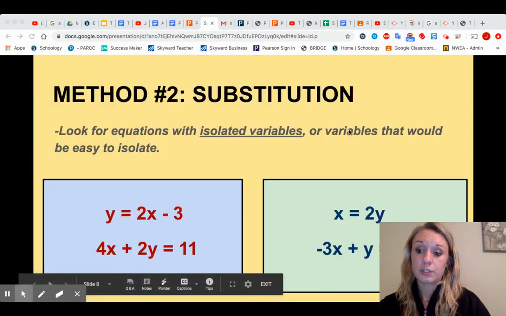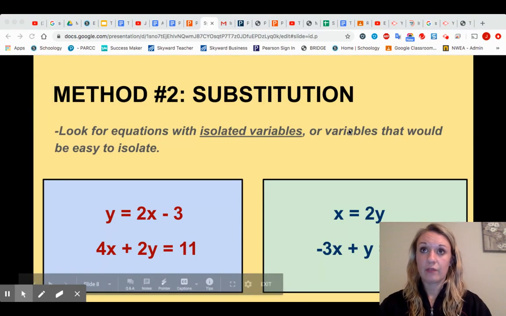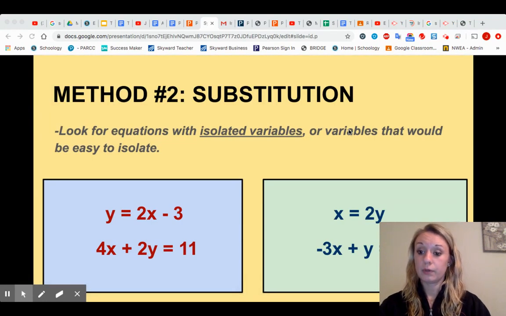So method number 2 is substitution. This is the method that you want to utilize when you have one variable that's isolated. Usually you want to stick with it when you have one variable that's isolated, that's your best method.